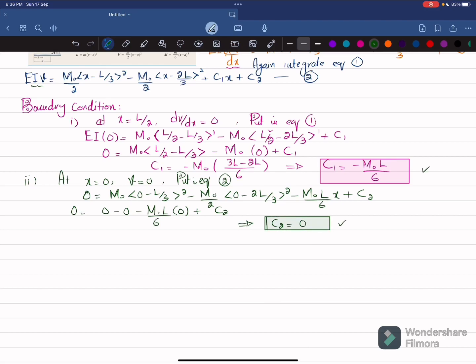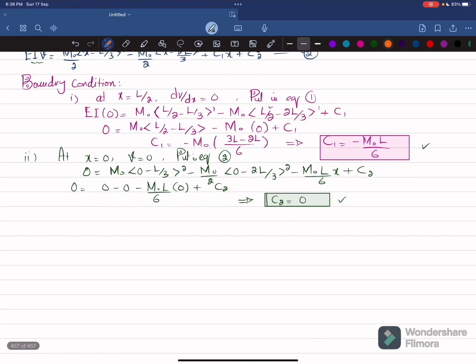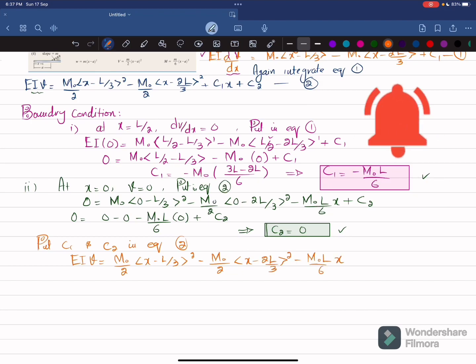So you have C1 and C2 values. What we have been asked is to find the equation of elastic curve. So what we will do is put C1 and C2 in equation number 2. When you put it, you will get E into I into V is equal to m naught over 2 into x minus L by 3 power 2 minus m naught by 2 into x minus 2L by 3 square. C1 is minus m naught L by 6 into x, and C2 is 0.